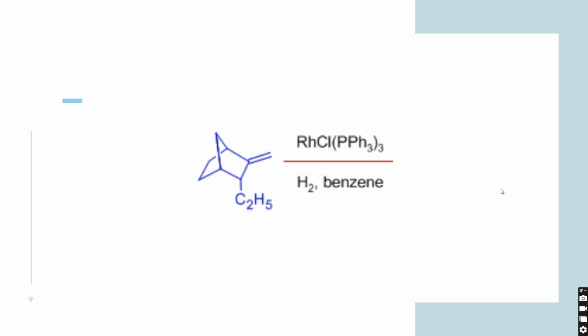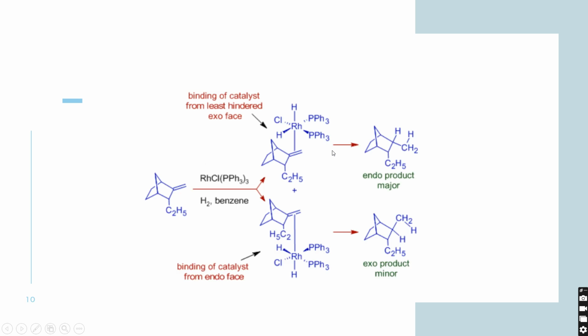Then this highly sterically hindered substrate was treated with Wilkinson catalyst, and two types of products we were getting. One was endo product and one was exo product. And we saw that the product where the catalyst was binding from the less sterically hindered face was the major product which was forming in the reaction.